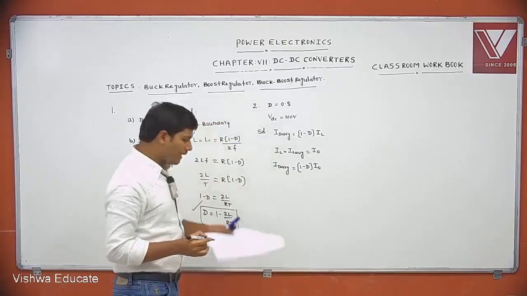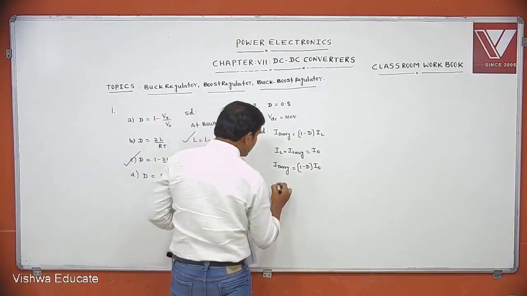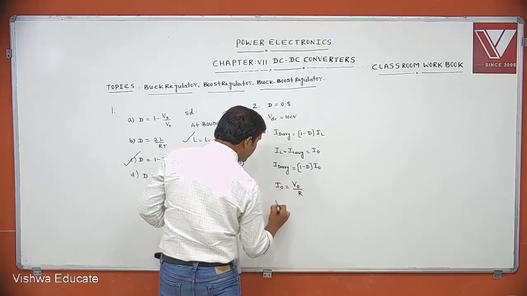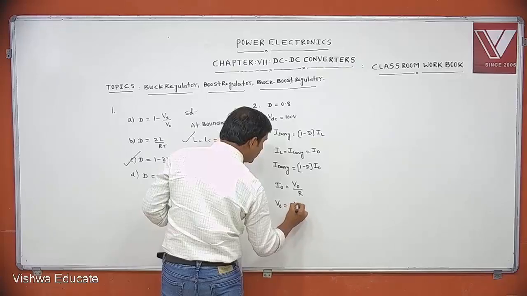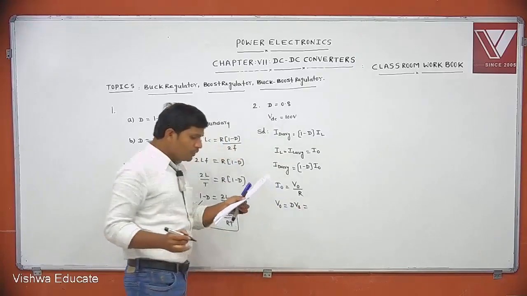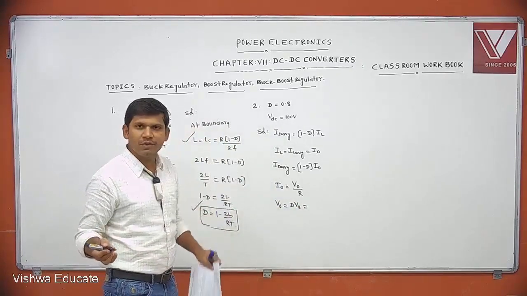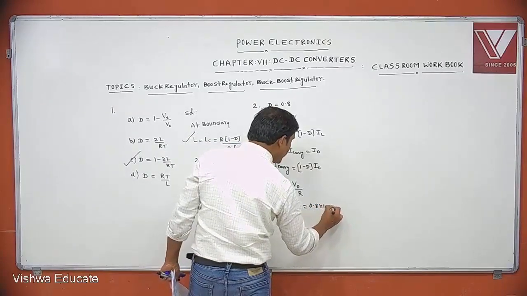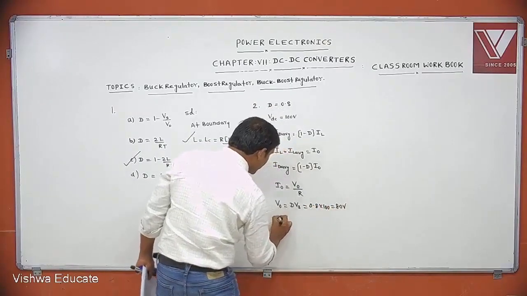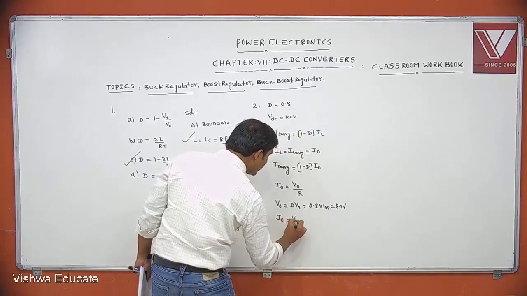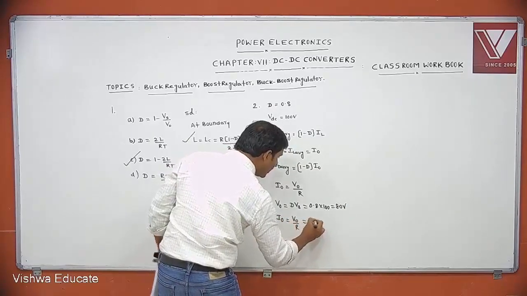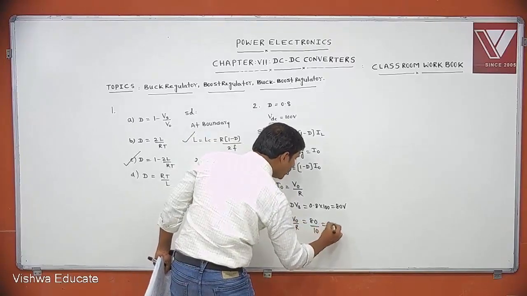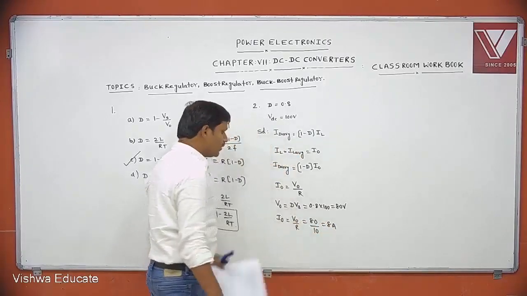Then you want to find I naught. How to find I naught? I naught equals V naught by R. Then how to calculate V naught? V naught equals D Vs, where the duty ratio is given as 0.8 and Vs is given as 100 volts. So 0.8 into 100 gives 80 volts. Then I naught equals V naught by R, that is 80 by the resistance given in the circuit, 10 ohm. Then you get 8 ampere. This is not what you want to calculate.